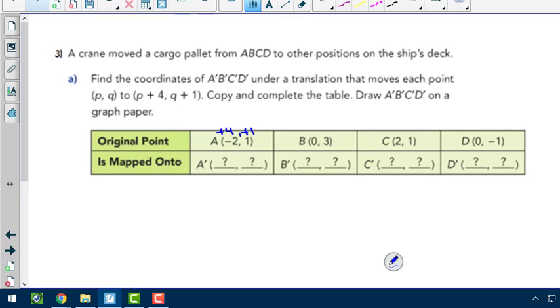Well, negative 2 plus 4 is 2, and 1 plus 1 is 2, and B plus 4 and plus 1. So 0 plus 4 would be 4, and 3 plus 1 would be 4. C, 2 plus 4 would give us 6, and 1 plus 1 would give us 2. And D, 0 plus 4 would give us 4. And negative 1 plus 1 would give us 0.